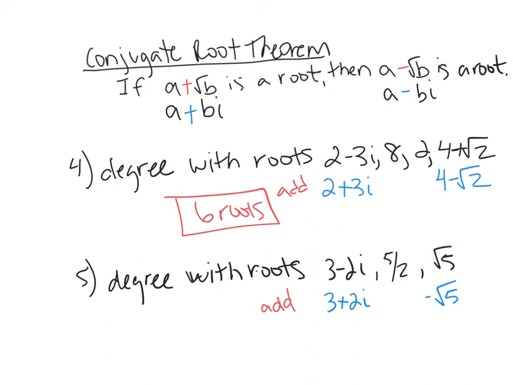So how many total is this? 1, 2, 3, 4, 5. This is 5 roots total. So one last theorem, lots of different theorems with mathematics. It is called the rational root theorem.